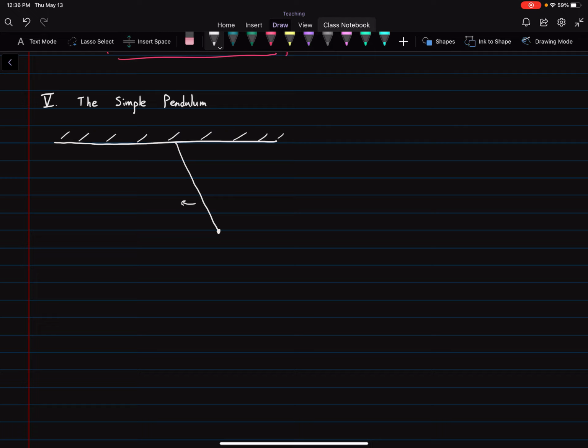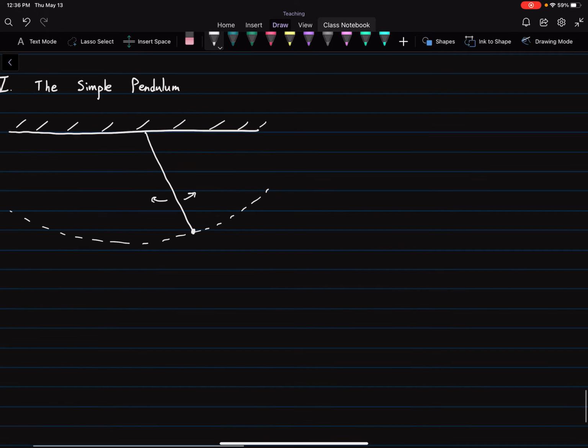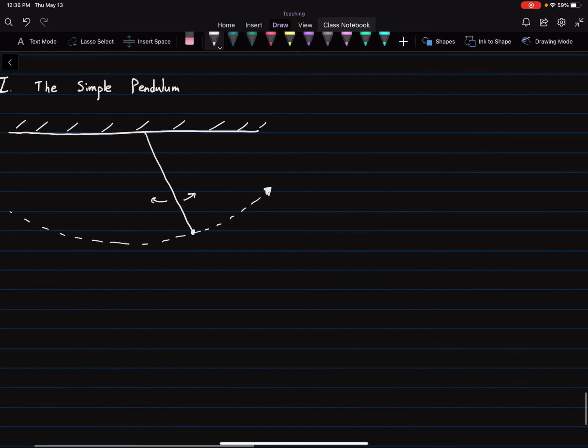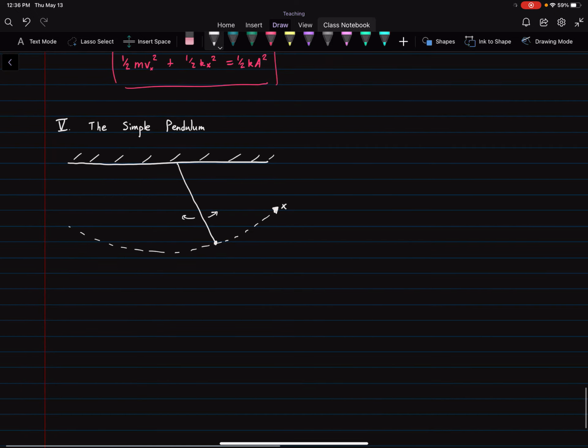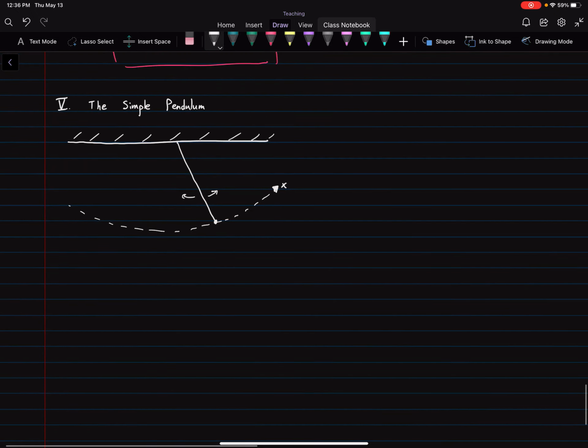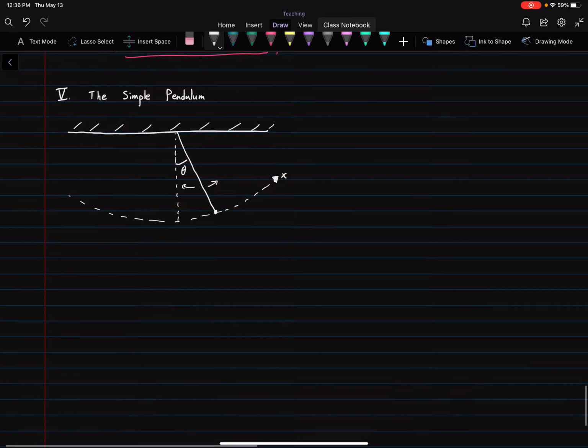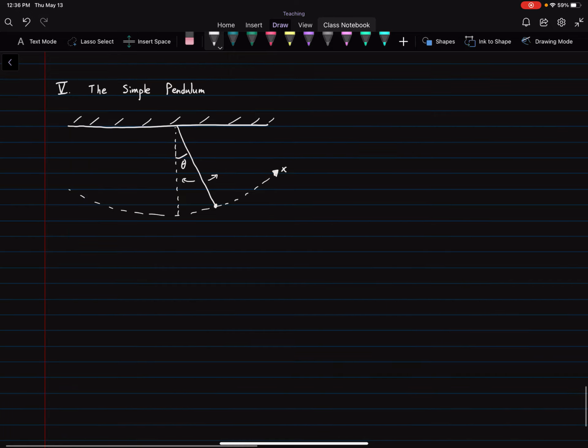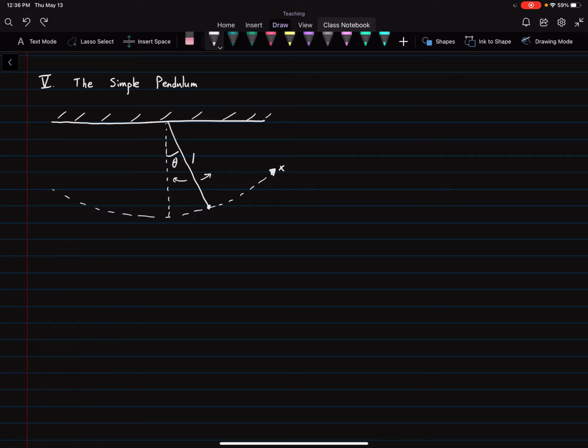Swings back and forth, right? So it takes this arced path here, roughly that, and that is our x-axis, not linear. It's an arc. And at any given point, like where I've drawn it, you have an angle that's swept, call it theta, and we'll say the length of this pendulum is a capital L length. All right.